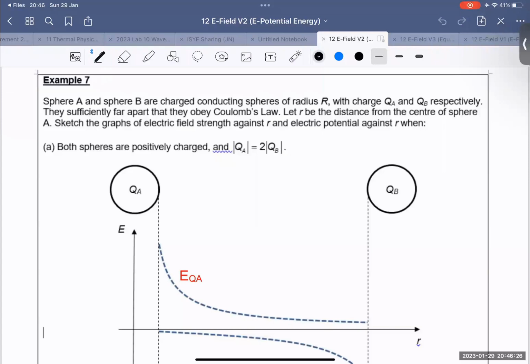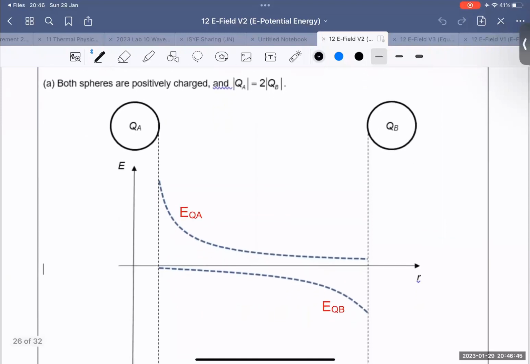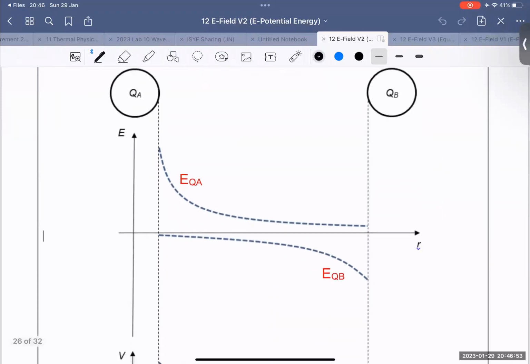Example 7. Sphere A and sphere B are charged conducting spheres of radius r with charge QA and QB respectively. Sketch the graph of electric field strength against r and electric potential against r. For case A, both spheres are positively charged. The magnitude of charge A is double the magnitude of charge B. So this is what the electric field looks like. E is proportional to 1 over r squared. For charge B, the electric field vector is pointing to the left.